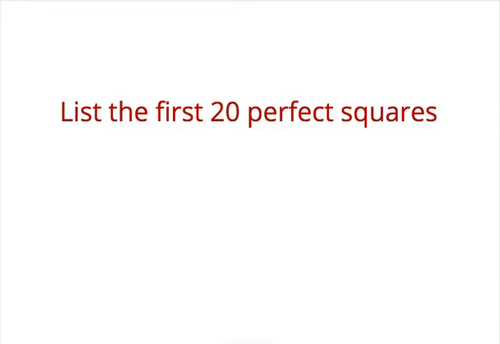So the first task you have is to list the first 20 perfect squares. Okay, see how many you know on your own. Go out online and pull up perfect squares. Quick reminder, a perfect square is the product of a number times itself.